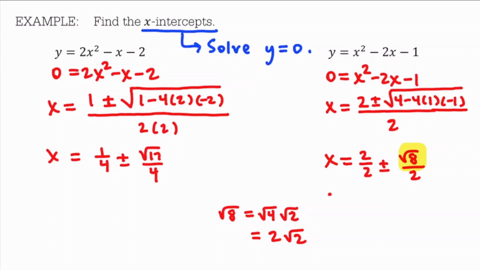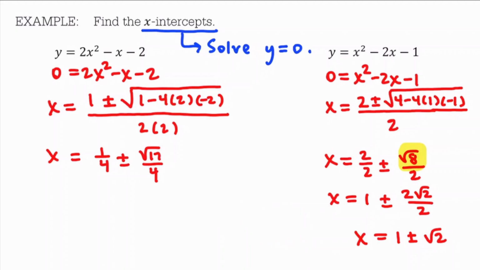And so now I'm going to say 2 over 2, that's 1, plus or minus the square root of 8, which is 2 root 2 over 2. Okay, so that's just going to be x equals 1 plus or minus the square root of 2. So I'm just reminding you, in this class, we're going to need to be able to take care of radicals and put them in simplified radical form.